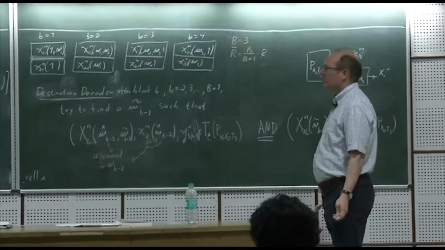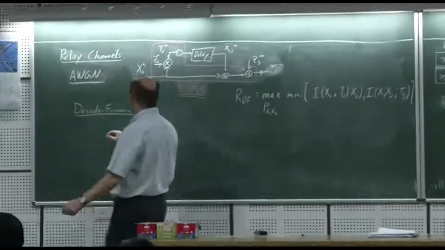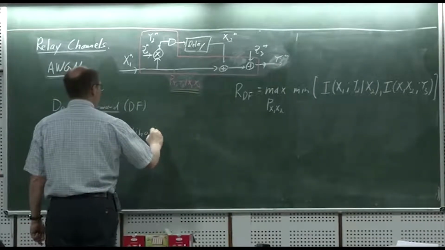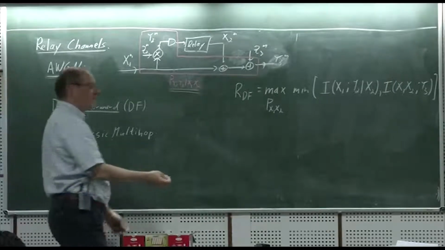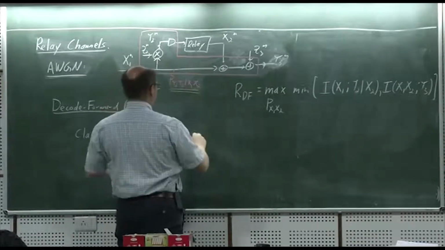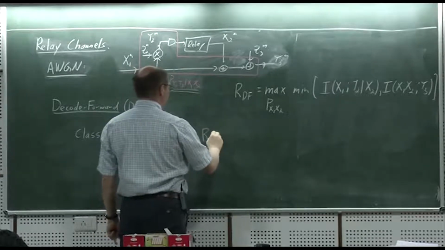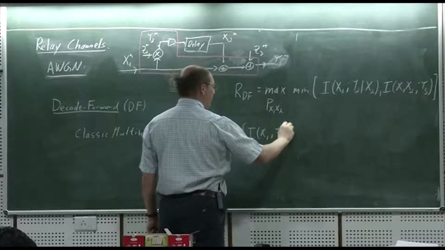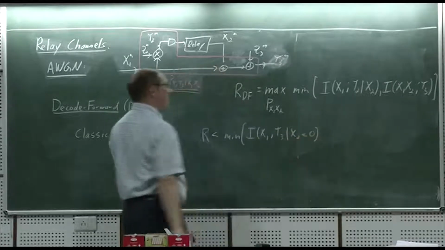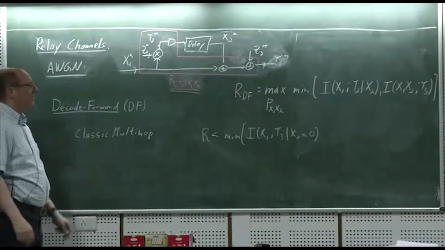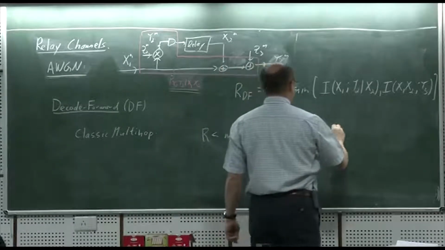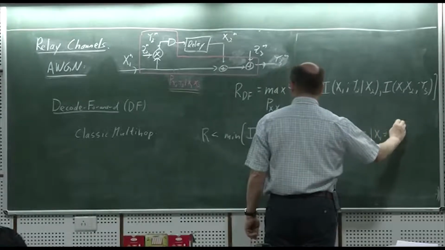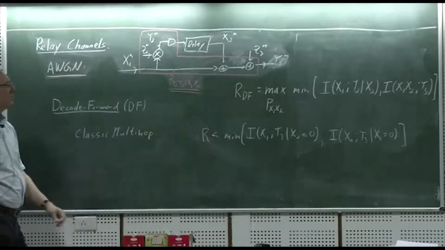Second comment. How does this compare to multi-hopping? So what would the classic multi-hopping rate look like? It's worth thinking a little bit about this. So classic multi-hop, there we're sending to here first, so we would need the rate to be less than the minimum of I(x1; y3 | x2), say with x2 being 0, its best value, right? Or any other constant for that matter. And then we would do the next hop, which would be I(x2; y3 | x1 = 0).